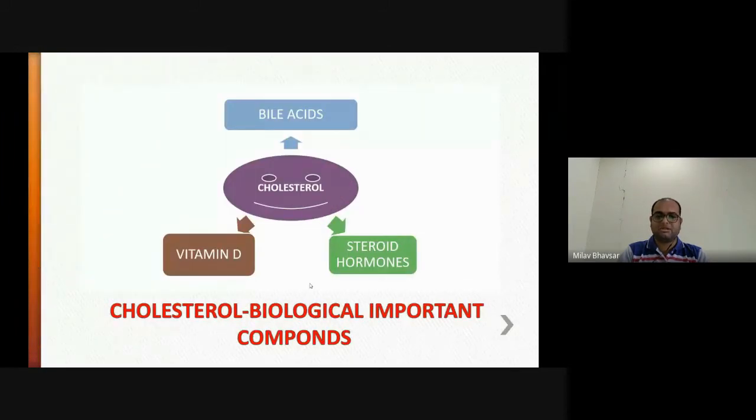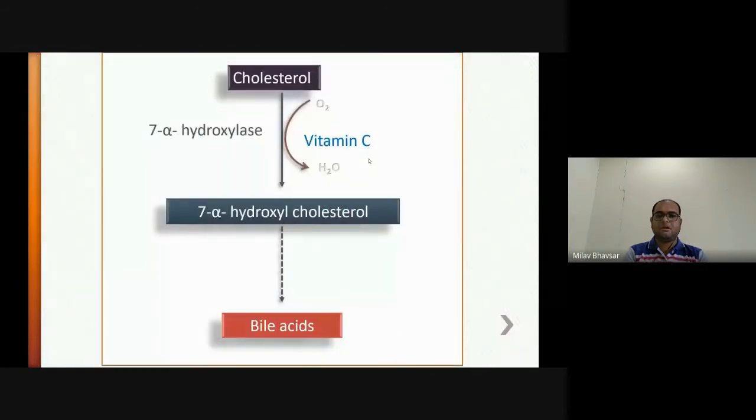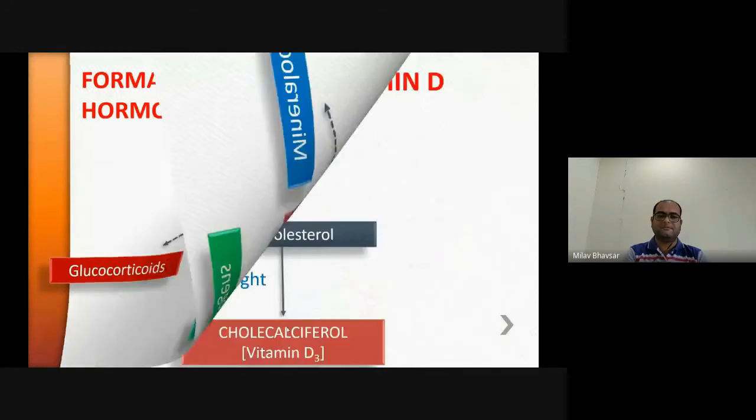Now, compounds which are generated from cholesterol: bile acid, vitamin D, and steroid hormones. Bile acids have 24 carbon atoms, basically cholic acid and chenodeoxycholic acid. Cholesterol goes to 7-hydroxycholesterol, and then with multiple steps it goes into the bile acid. Steroid hormones: cholesterol gets converted to progesterone, and from there it can convert into glucocorticoids, androgens, mineralocorticoids, or estrogen.